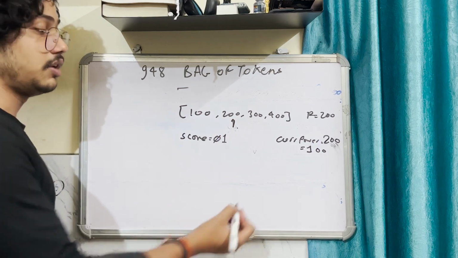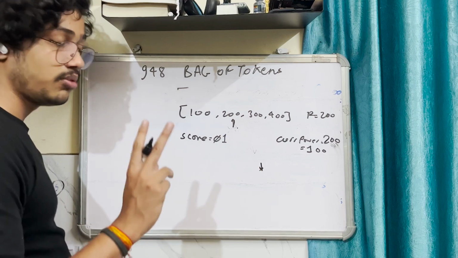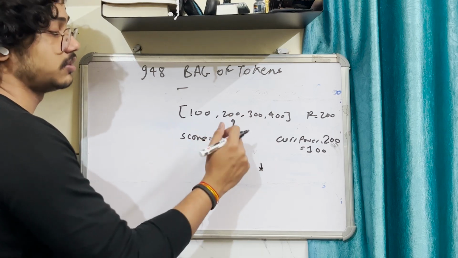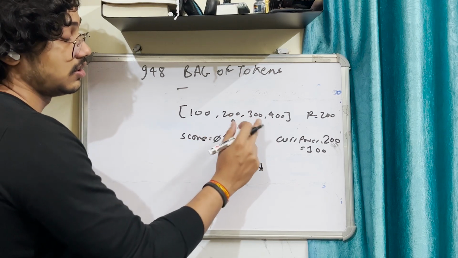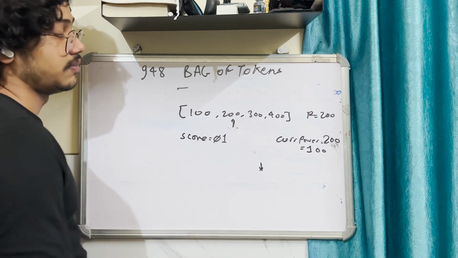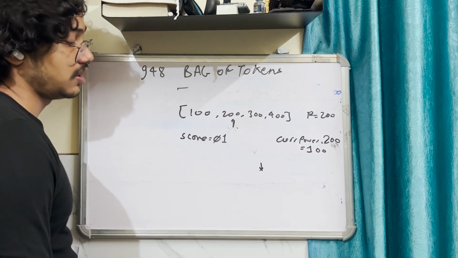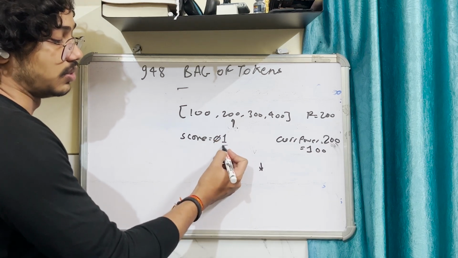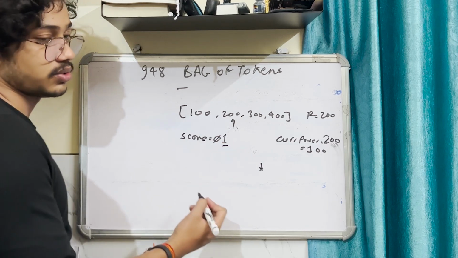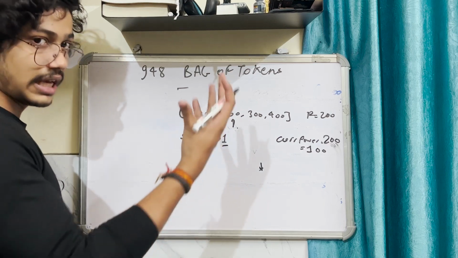So what you are doing? You are doing face down. Now you have three possibilities to do face down: with this, this or this. Why are we choosing 400? So basically what we want, if we are giving up our score in a face down, we want to gain maximum power.